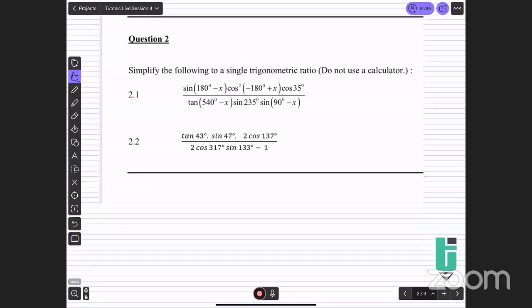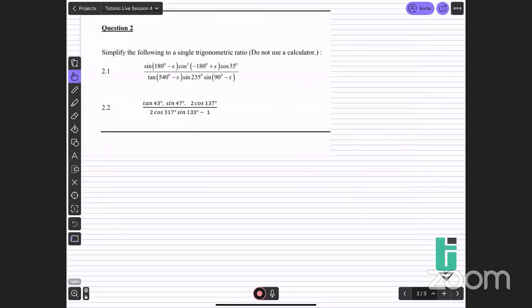So let's apply our reduction laws. Who wants to do this one? Who wants to try this one? Savika, do you want to try this one?